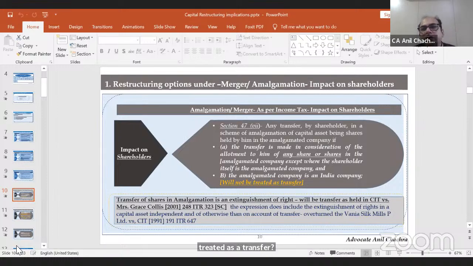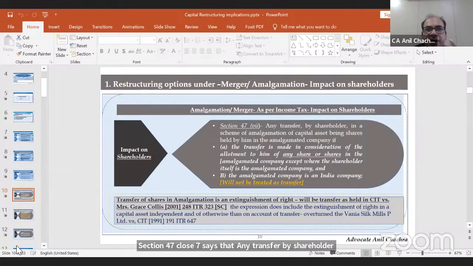Section 47, clause 7 says that any transfer by a shareholder in a scheme of amalgamation of a capital asset, being shares held by him in the amalgamated company, if the transfer is made in consideration of allotment of any shares. That means if shares are allotted, it could be preference or equity. It could be any type of shares.